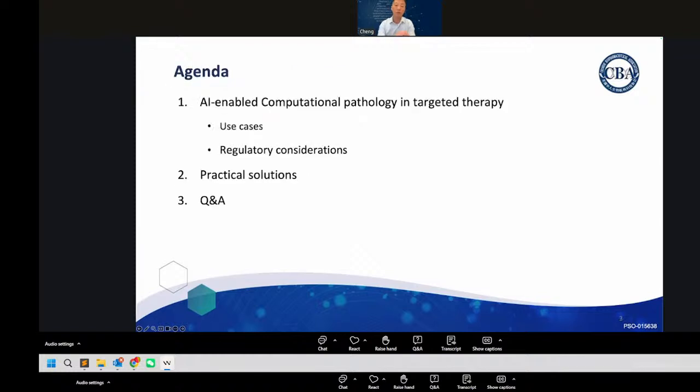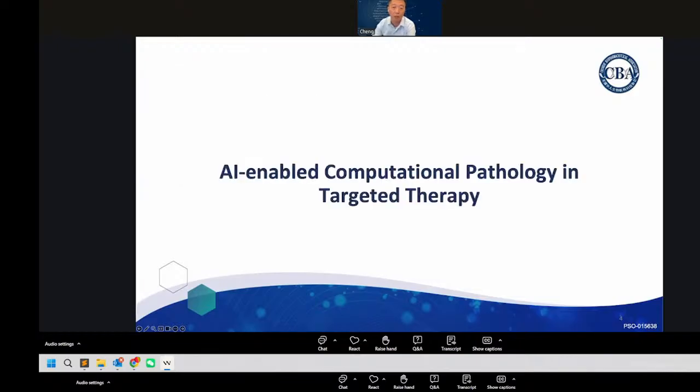For today's presentation, I will provide 5 use cases for the use of computational pathology in targeted therapy, along with the corresponding regulatory considerations for each use case. And following that, I will share some practical solutions to navigate the regulatory challenges. Now let's take a look at these use cases for the use of AI-enabled computational pathology in targeted therapy.